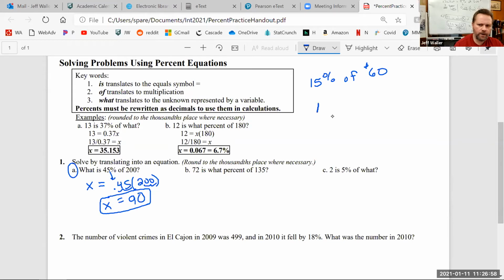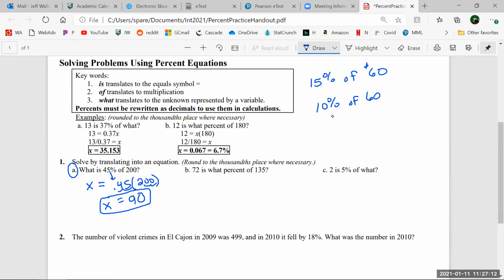Why is 10% easy to do? Can somebody tell me, if I wanted to do 10% of something, why is that simple? How do you do 10% of anything? So what's 10% of 60 then? 6. So really 10% of something is just dividing it by 10, which is always easy. You just move the decimal back once, right?